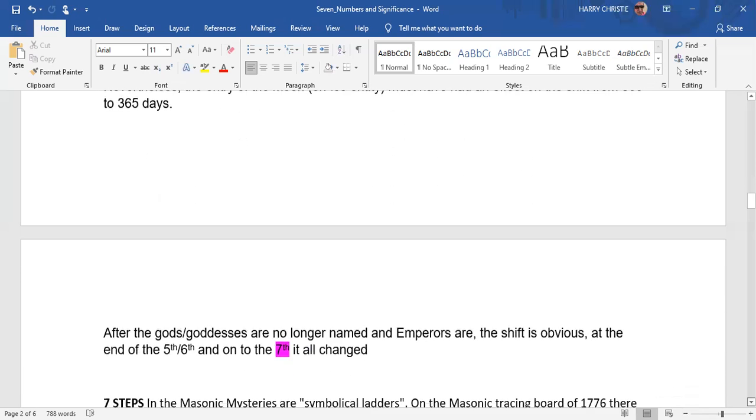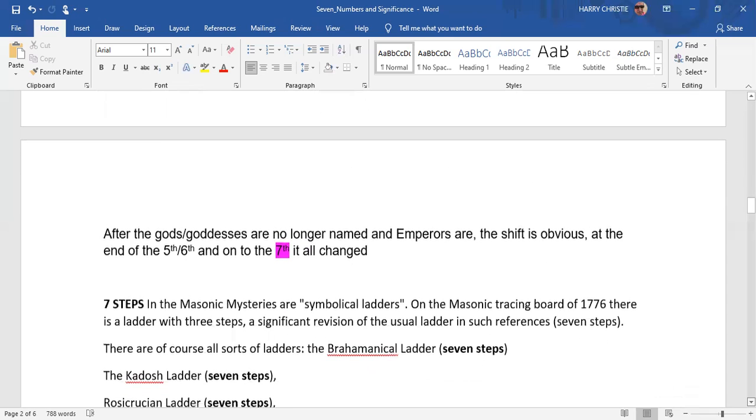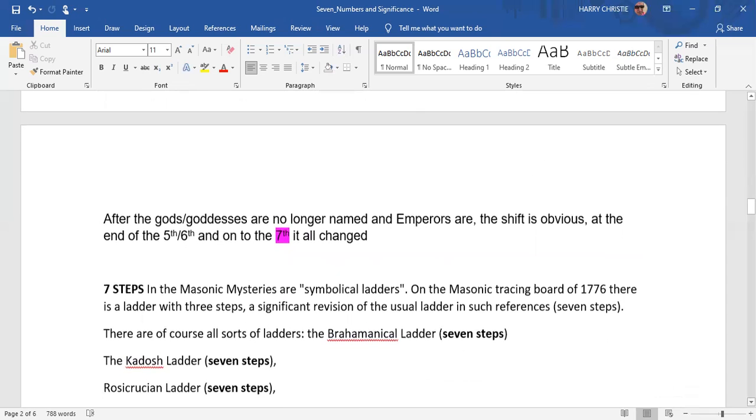Right. So after the gods or goddesses are no longer named and the emperors are added, we talked about that. The shift is obvious at the end of the 5th and 6th month, and on the 7th, it all changed. So again, the seventh month identifies where a lot of changes occurred. Yeah. So the next one is 7 steps in the Masonic mysteries are like a symbolic ladder.